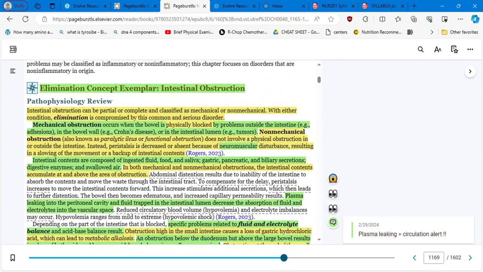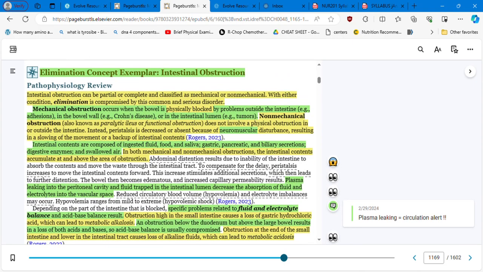Okay, let's start. Elimination concept. Intestinal obstruction. So the intestinal obstruction can be partial or complete and classified as mechanical or non-mechanical. This is going to be our first stop, something that we need to understand. Obstruction could be mechanical or non-mechanical. With either condition, elimination is compromised, meaning bowel movement, right, by this common and serious disorder.